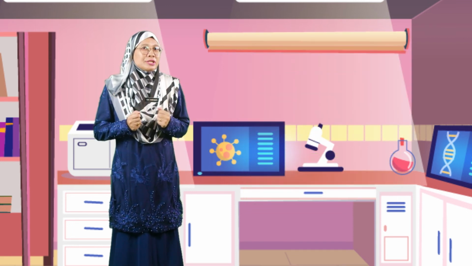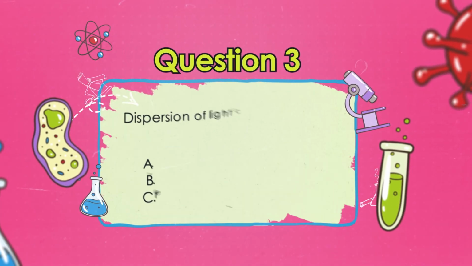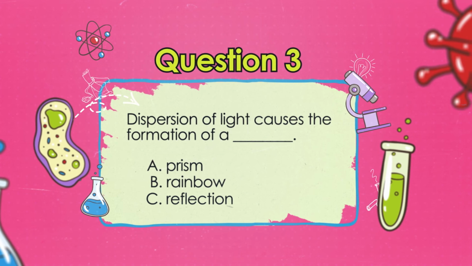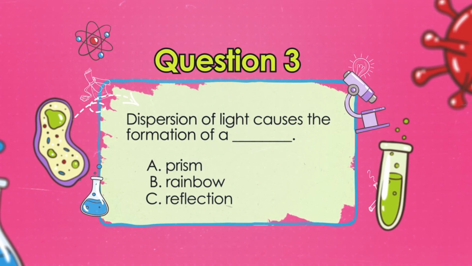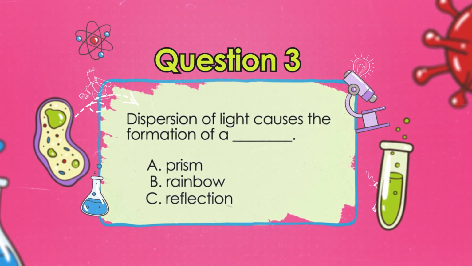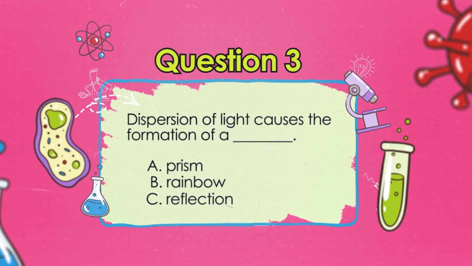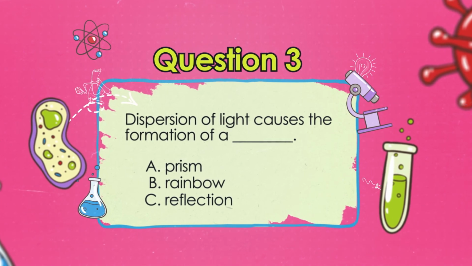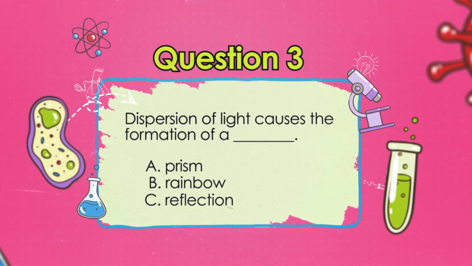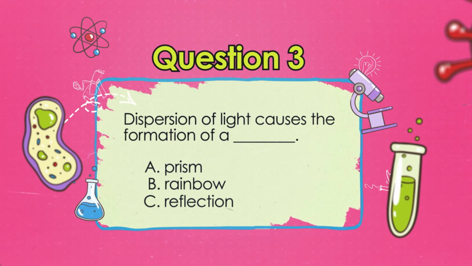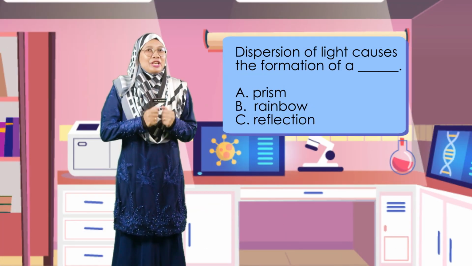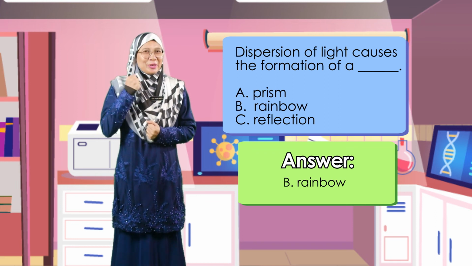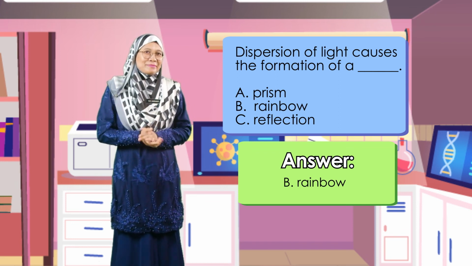Let's continue with question number 3. Dispersion of light causes the formation of A. Prism, B. Rainbow, or C. Reflection. Correct. The answer is B. Rainbow. Good job, boys and girls.